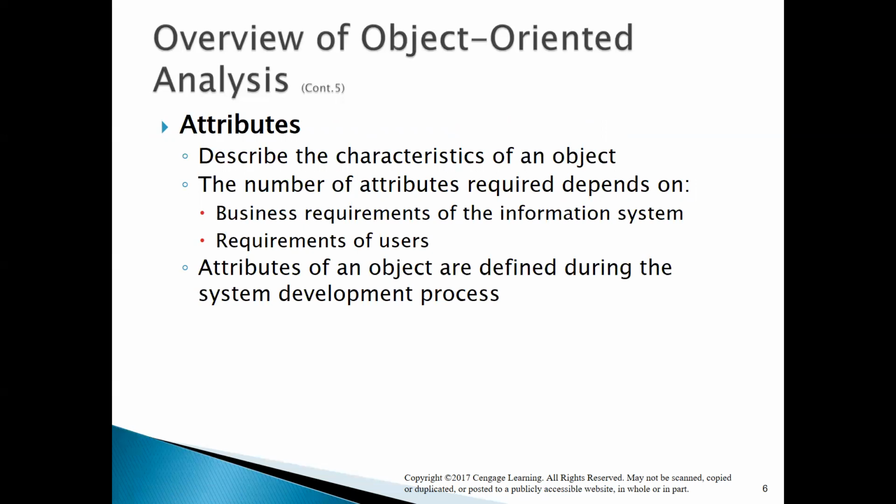So if I have said that sales is one of the objects in my information system, the attributes will go around and describe the characteristics of the sales process in that object model. Moreover, your attributes are dependent on business requirements. That means what all the requirements of the business are, taking into consideration the requirements of the users as well. And moreover, we need to know that attributes of an object are defined during the system development process.